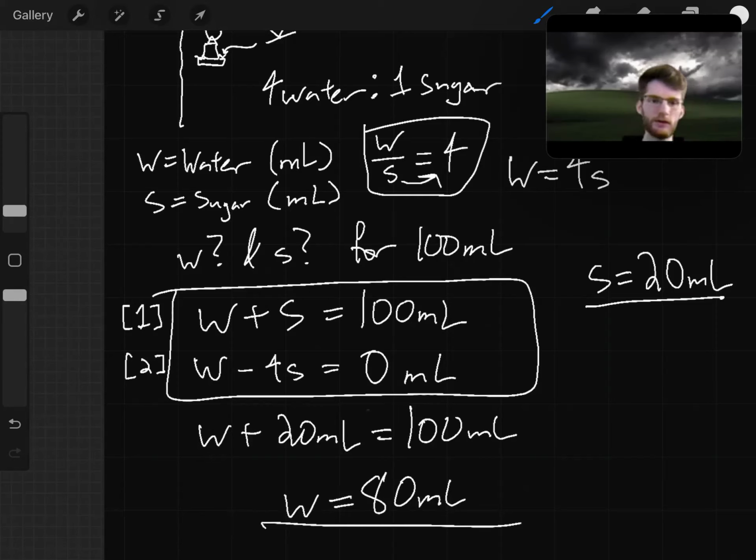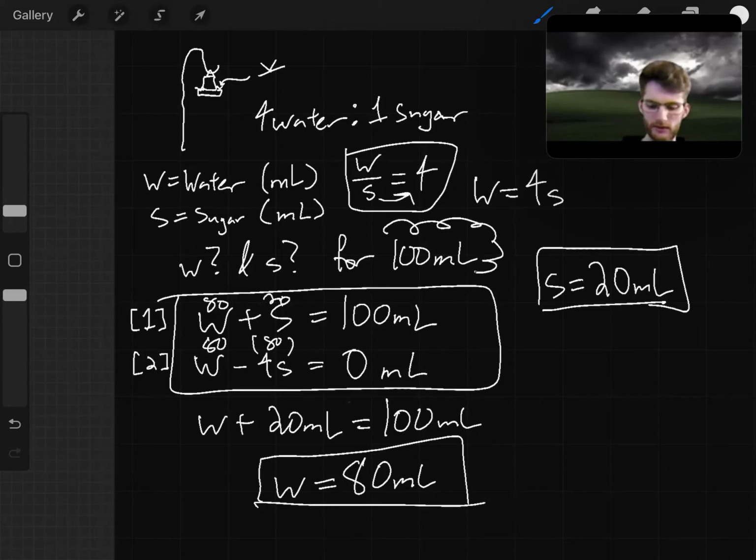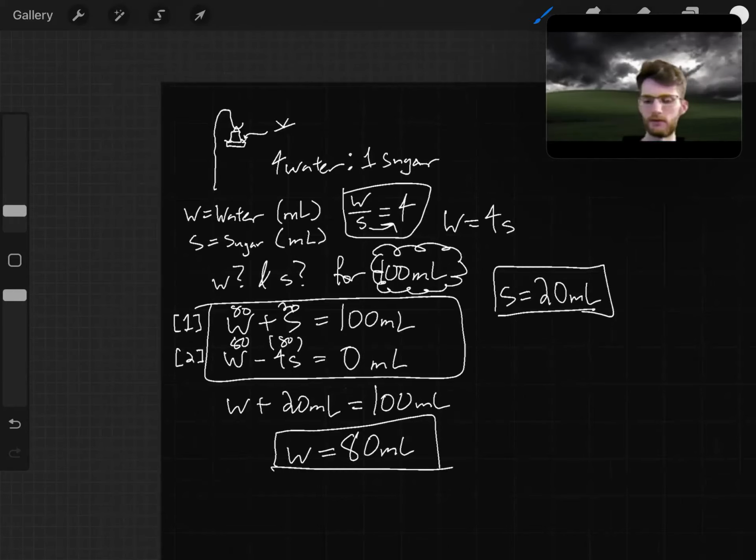Let's double check. W, which is 80, plus sugar, which is 20, equals 100. That is correct. 80 minus 4 times 20, which is overall equal to 80. 80 minus 80 equals 0. So these are the correct solutions in order to make sure I have the correct ratio of water and sugar and the desired amount of solution. So now I can make 100 milliliters of nectar for this feeder.